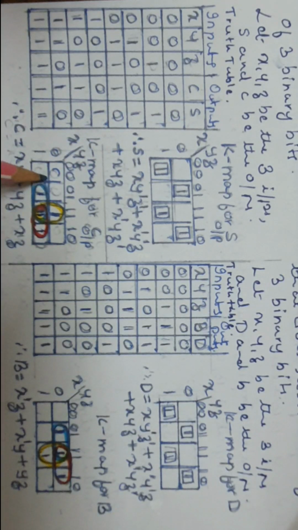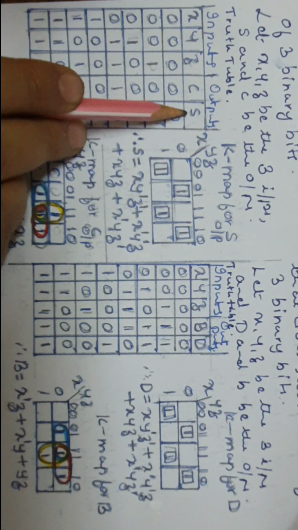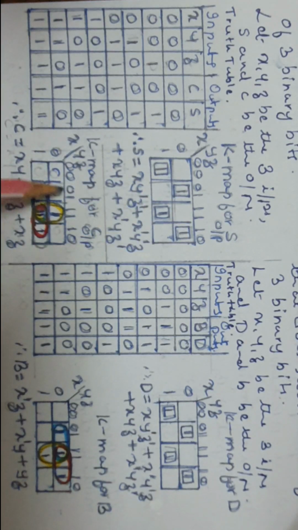After writing this, there are 2 outputs, so 2 kmaps we have to draw. Because there are 3 inputs, 2 raised to 3, 8 squares will have to be drawn in each kmap. This is the kmap for sum bit S. This is the kmap for carry bit C. So after drawing 8 squares here, X input is written here, YZ inputs are written here. X may be 0 or 1. Here also X may be 0 or 1. So YZ may be 0, 0, 0, 1, 1, 1, 1, 0. Here also YZ combinations are written.